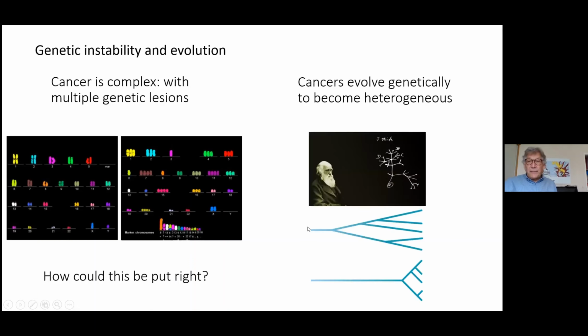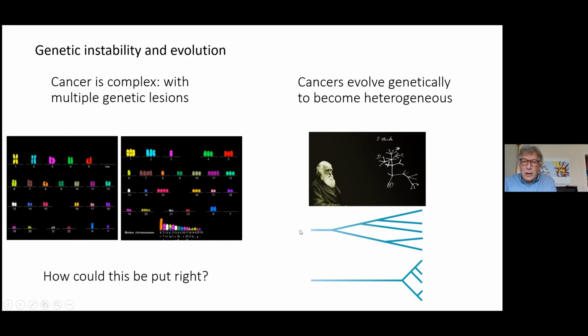Well, cancers evolve genetically to become heterogeneous. And this is work that's been taking place over quite a long time, but recently in the last 10 years has really been nailed in terms of defining how this happens. So let me just take you through this. So at the bottom of this diagram, below Darwin here, and his picture of how he thought evolution was taking place in species of birds, for example.